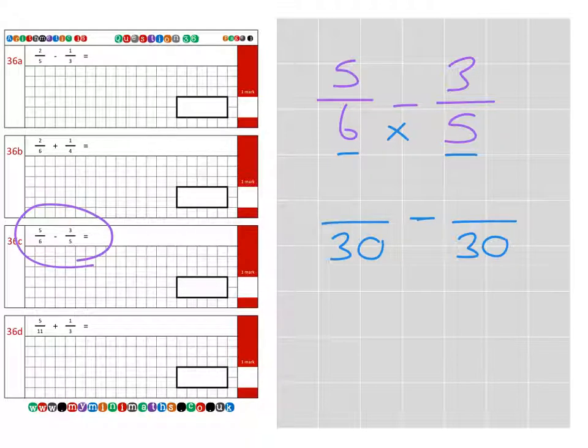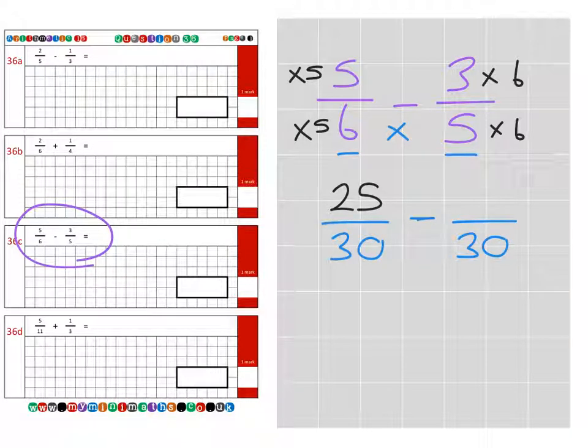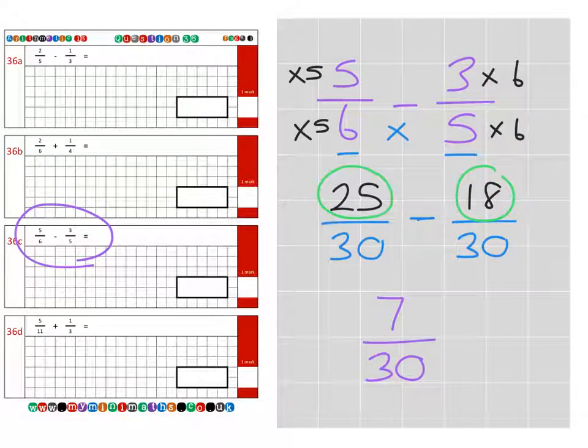So, what did I do to the 6 to get to 30? Well, I multiplied that by 5, so do the same with the top numerator, that's 25. I multiplied 5 by 6 to get to 30, so I need to do the same with the top, the numerator, so that's 18. So, when I take 25/30 and subtract 18/30, I have a final answer of 7/30.